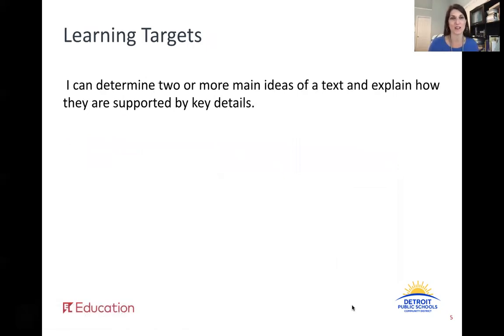Let's take a look at our learning target together. I can determine 2 or more main ideas of a text and explain how they are supported by key details. So we've done some work around this learning target, but let's just unpack it together. I can determine could mean a lot of things. I can talk about, I can write about, I can explain. Remember, we're in 5th grade now, so we're looking at 2 or more main ideas of the text. Remember, main idea is the big idea that the author wants us to take away from the text, and explain how they're supported by finding details throughout the text.